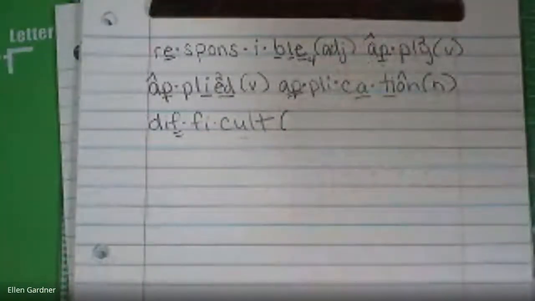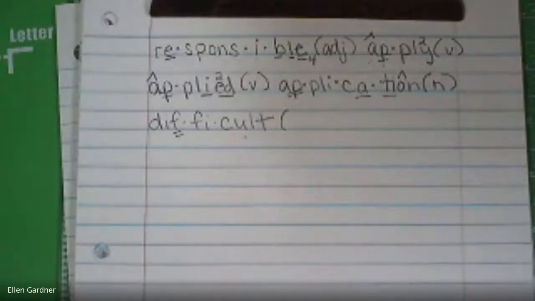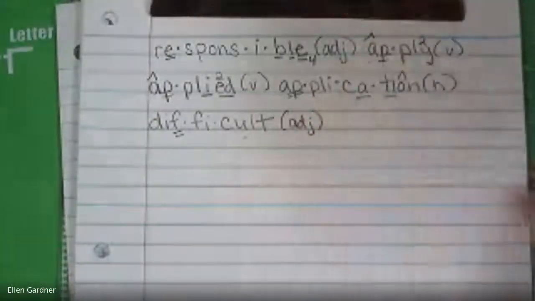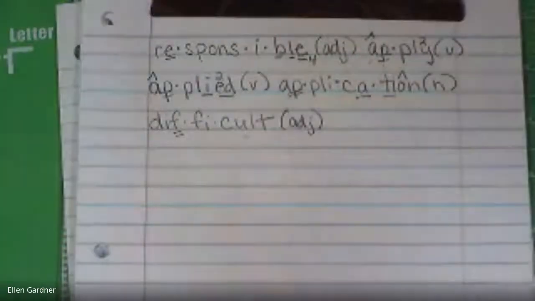Now difficult is what part of speech? It modifies a noun or a pronoun. So what does that make it? What part of speech modifies a noun or a pronoun, Josiah? Adjective. Correct, adjective. Okay, those are all the words for today. Let's move on. Dictated sentence.